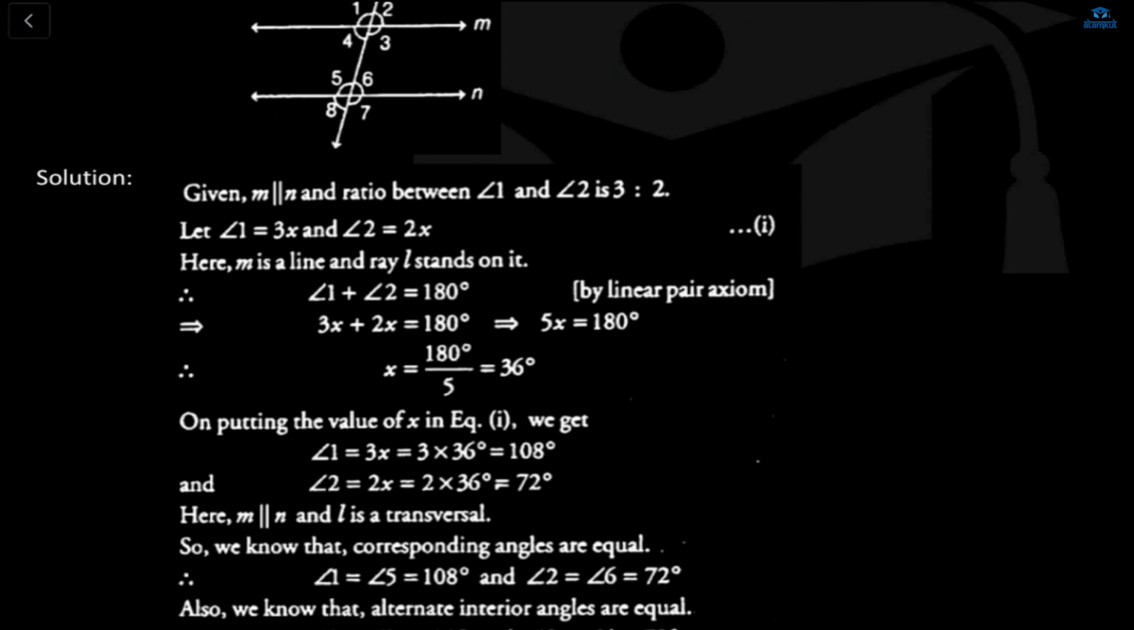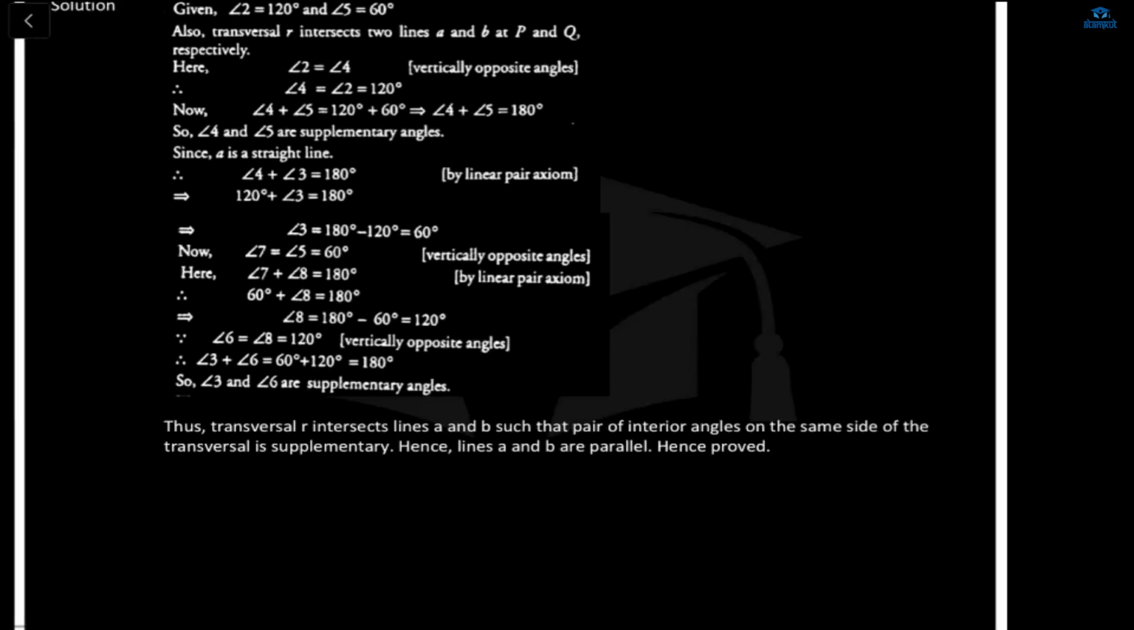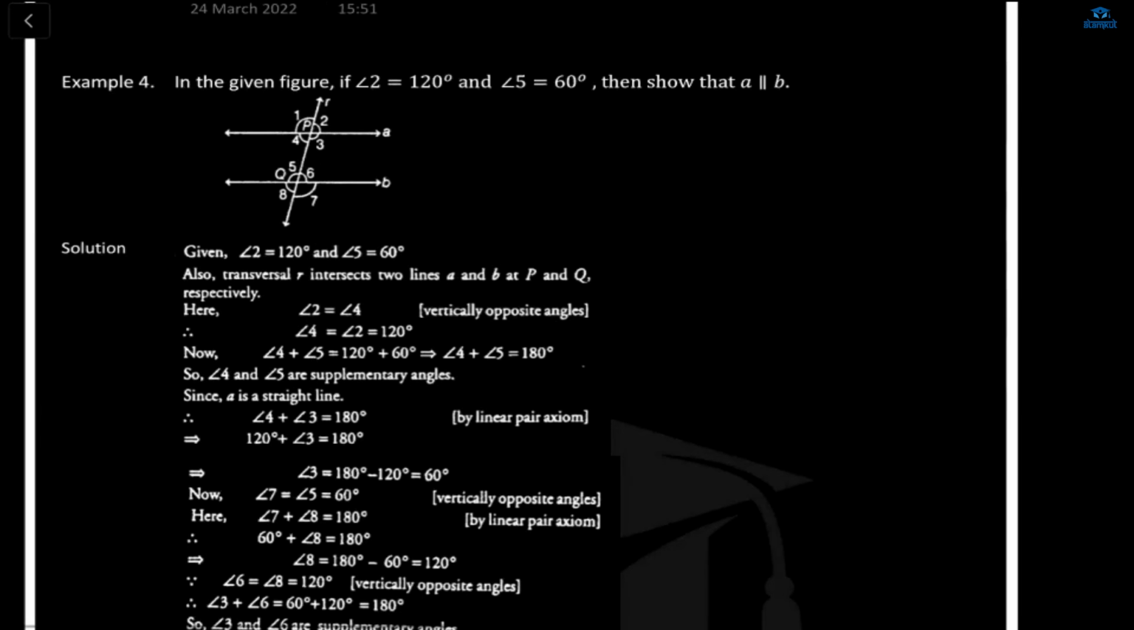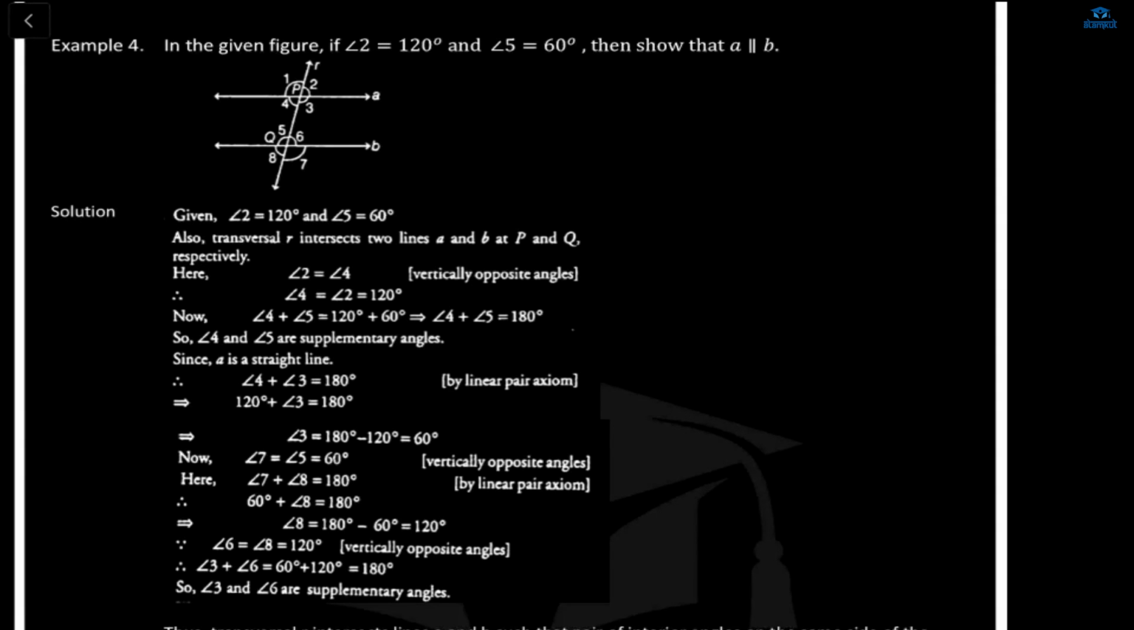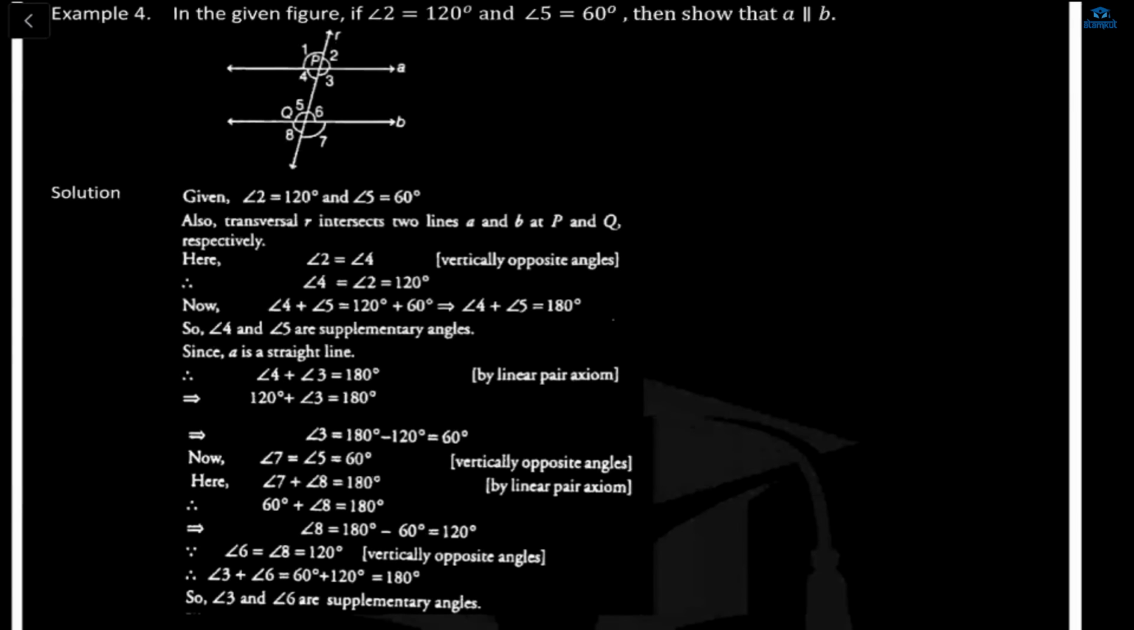It's almost time. So just one last question we'll do and we'll end the class. In the given figure, if angle 2 is equal to 120 degrees, now what is given? Angle 2 value is given as 120 degrees and angle 5 as 60 degrees. Then show that A is parallel to B. Now how can you show that A is parallel to B?